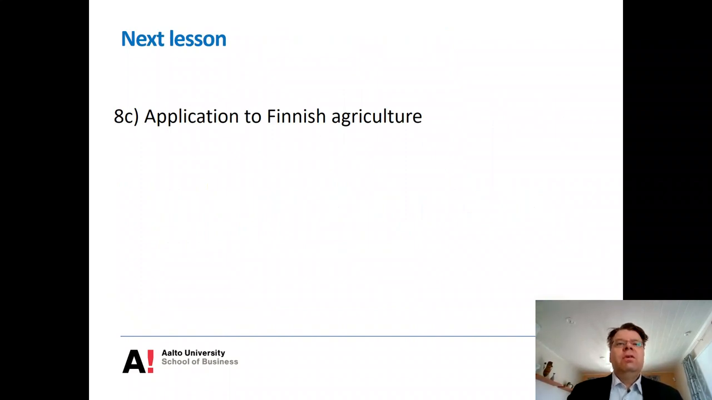I will illustrate the decomposition with an empirical application shortly, and this application focuses on structural change in Finnish agriculture. This might seem like a somewhat strange application for business school students, but I want to advertise that structural change in agriculture is actually a very fascinating topic, because there has been a lot of exit in that industry. How to measure productivity growth in a sector where almost half of the firms have left the industry over the past 20 years is quite a fascinating topic.